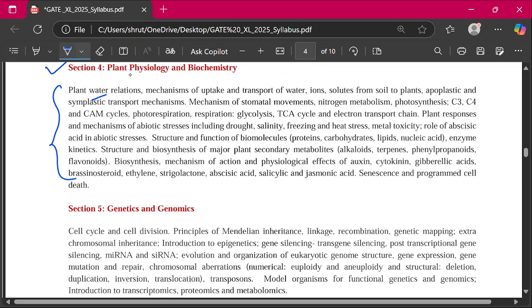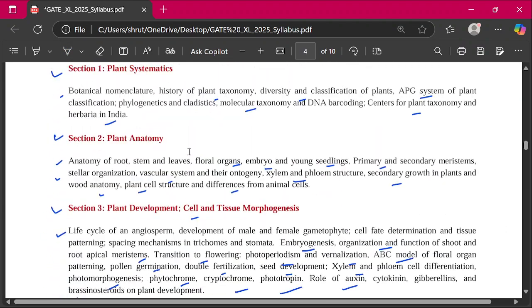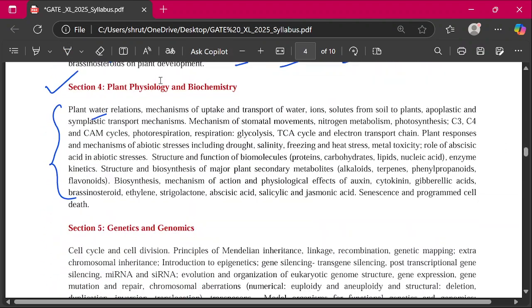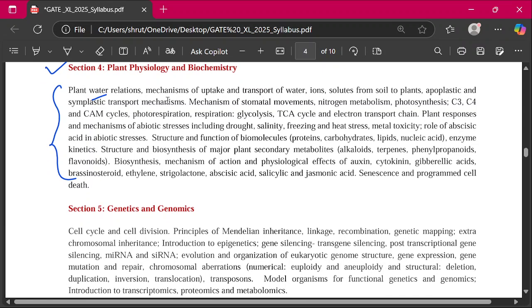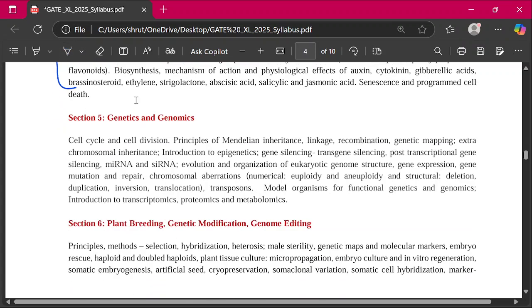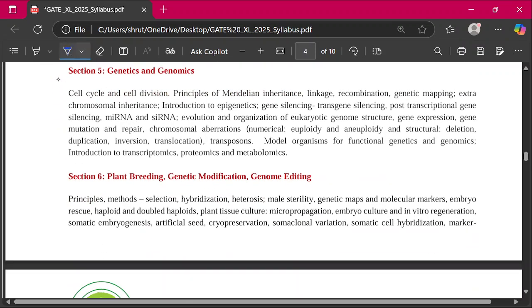So in the plant physiology and biochemistry section of botany, which is section 4, we have to study all this content. Then moving to the next section, genetics and genomics, which is section 5, we have to study the cell cycle, cell division, etc.